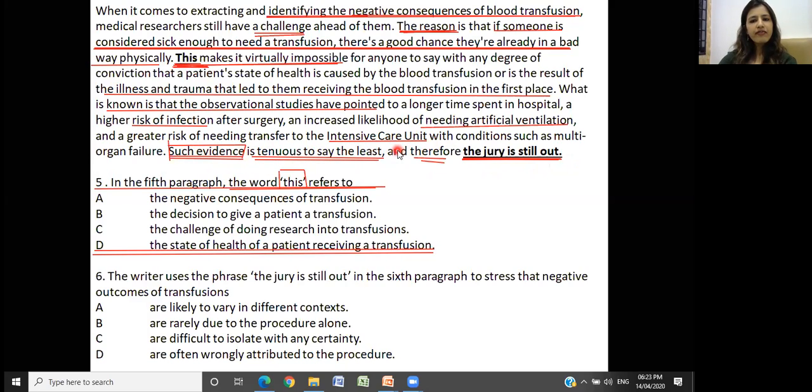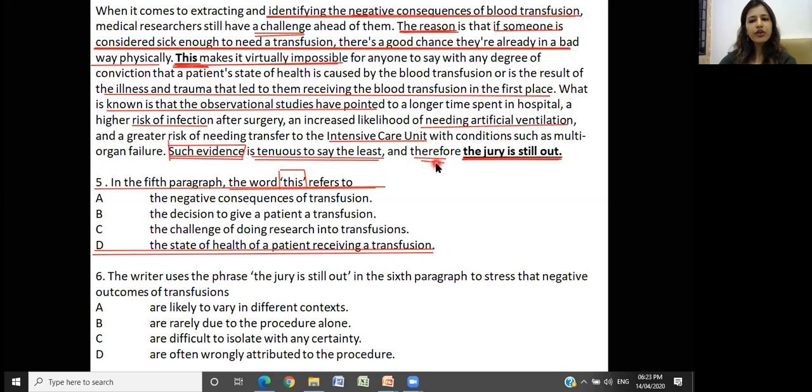So if we have very weak evidence, what can happen as a result? That is what the phrase "the jury is still out" is referring to. If you do not have any evidence, you may not be able to reach any conclusion, right? So the linkers help you identify.